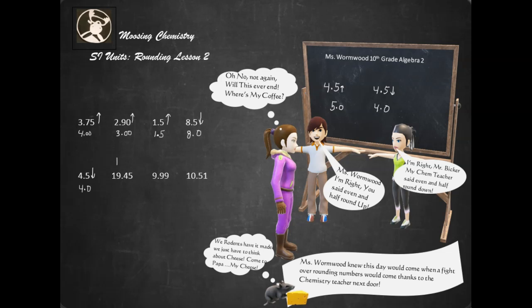All right, this next number is odd. 19's odd. But look at that, that 0.45 is not half, right? So in this case, you're going to round down. So you will round this number down to just 19.